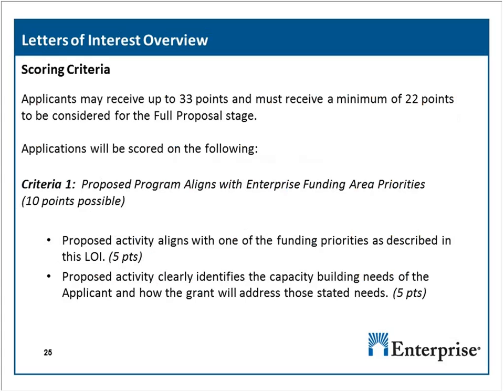So there are 4 criteria that applicants will be scored against, and the first criteria is proposed program aligns with Enterprise funding area priorities. This is a possible 10 points, and you'll be reviewed based on how your proposed activity aligns with one of the program area priorities in the LOI, how it clearly identifies your capacity building needs, and how the activity will address those stated needs.